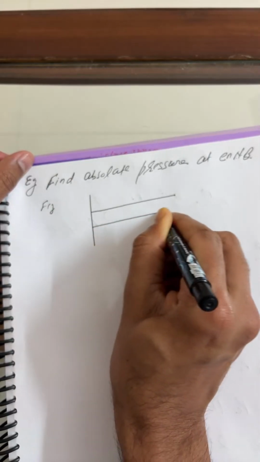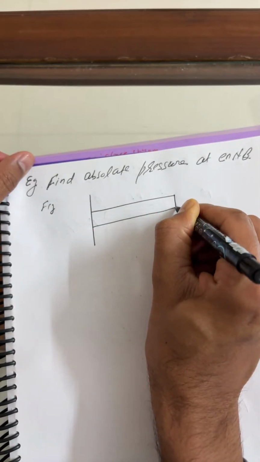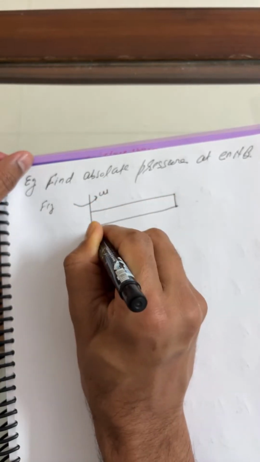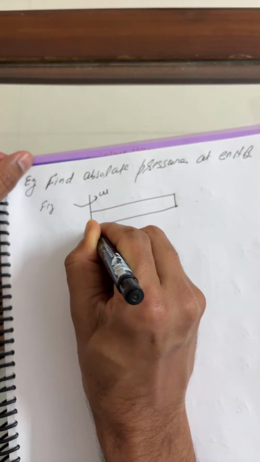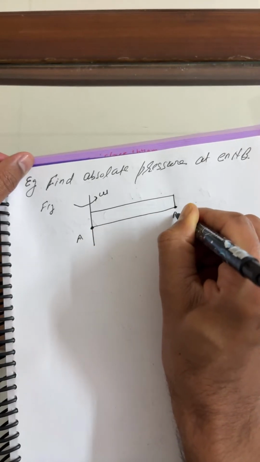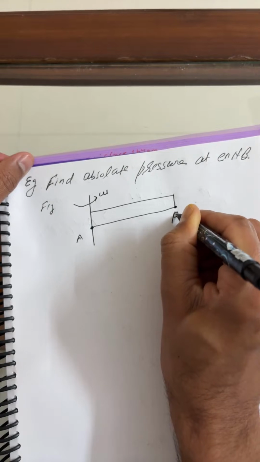This is a rod, right? You can take this as omega. This point is A. Now this point is B.